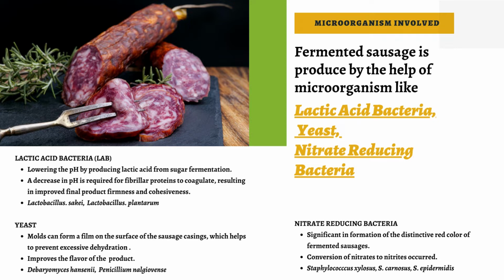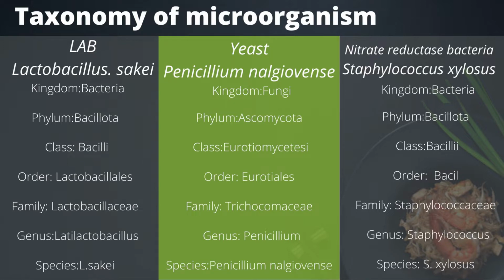Next slide. We'll be looking at the taxonomy of microorganisms, and the examples I have chosen are Lactobacillus sakei, Penicillium nigricans, and Staphylococcus xylosus. On this slide, we'll learn about the taxonomy of microorganisms. The example that we chose is Lactobacillus sakei. Next is yeast, Penicillium nigricans, and nitrate-reducing bacteria, Staphylococcus xylosus.